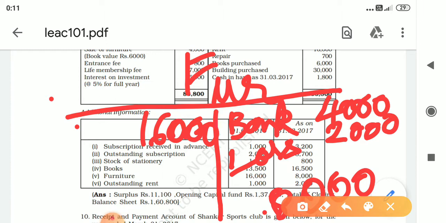Now 8, 9, 10, 11, 12, 13, 14. Credit side total is 14,000 and debit side total is 16,000. So we have depreciation on books also. So depreciation on books is the balancing figure. Okay, children. Now anywhere if you are not able to understand, you can call me and get your doubts cleared.